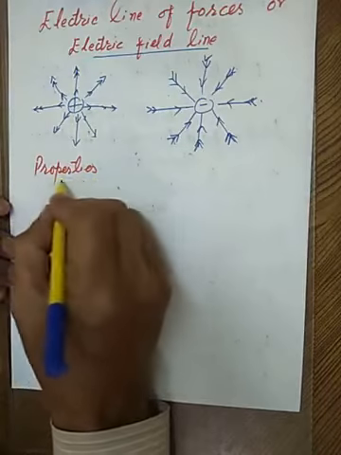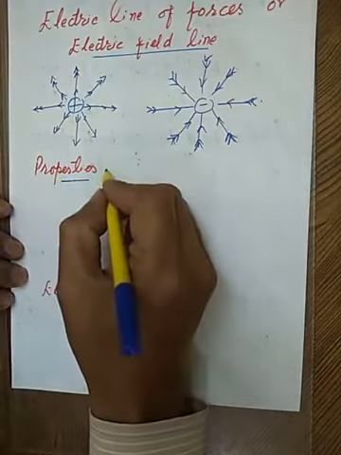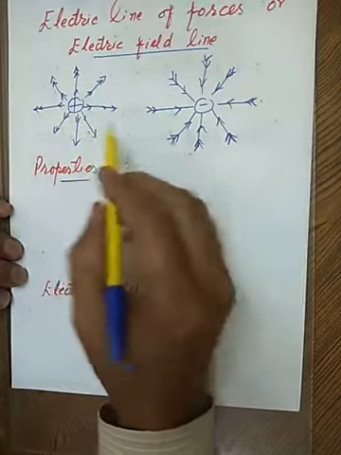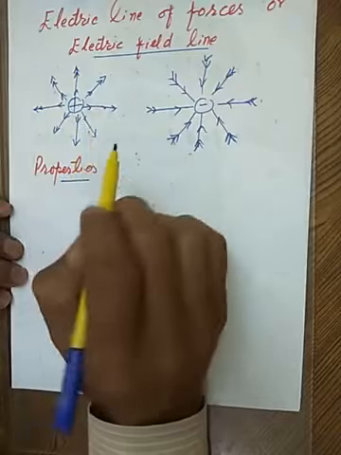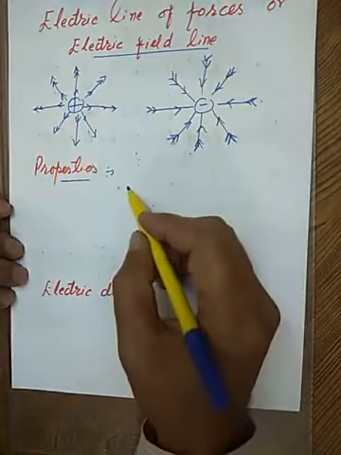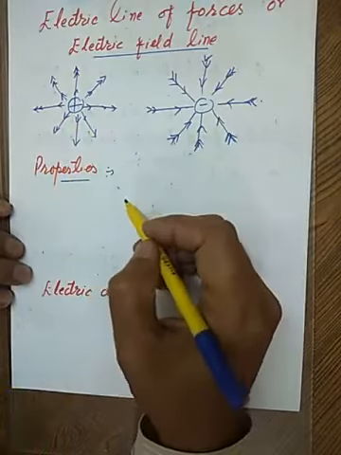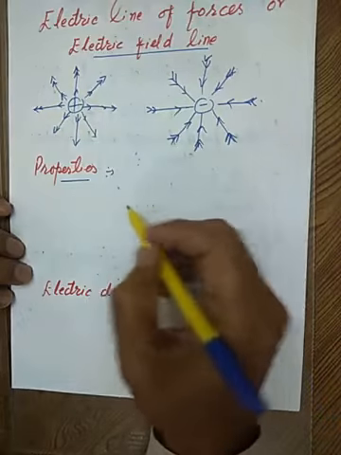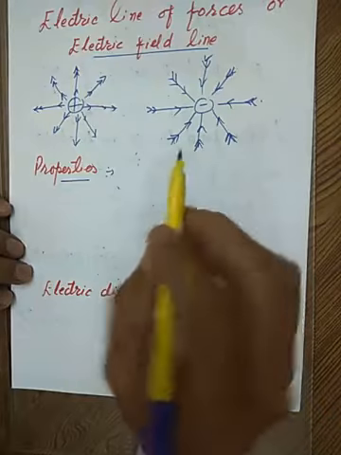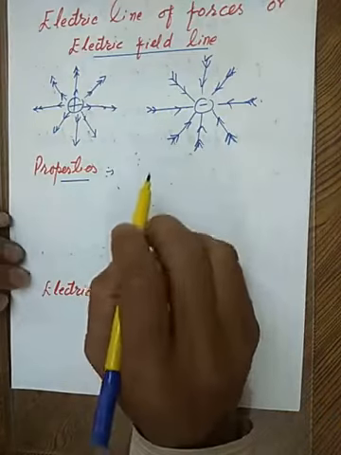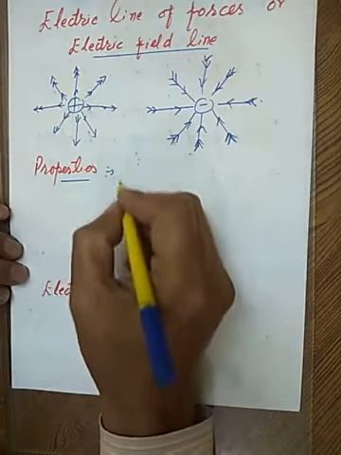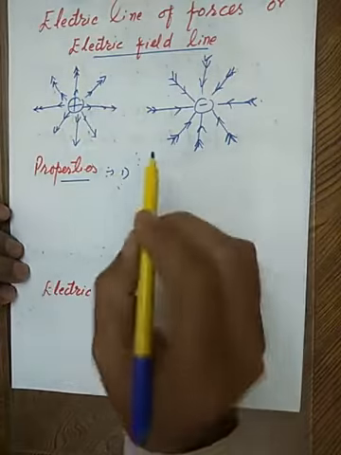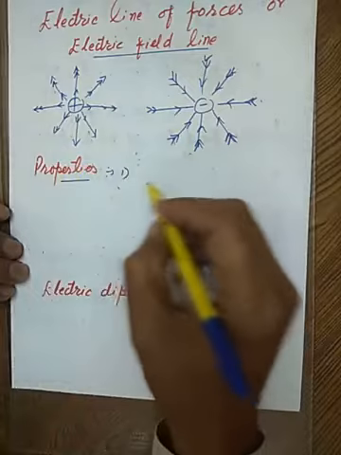So what are their properties? Their property is that they never intersect. Two electric lines of forces never intersect each other, and the directions of these electric lines of forces can be obtained by drawing a tangent on these electric lines of forces.